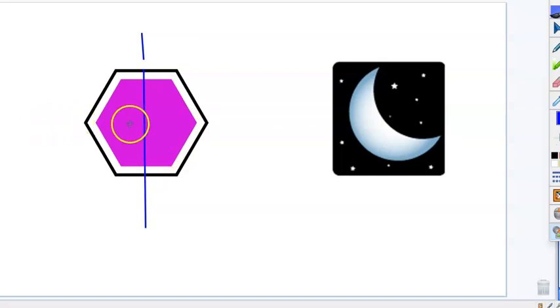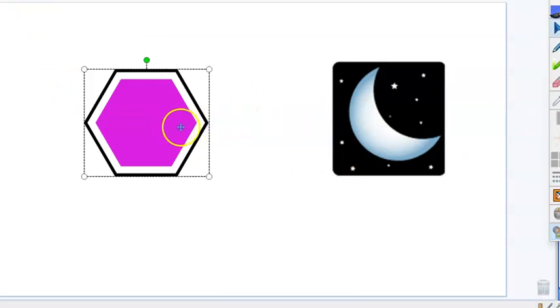Okay, that would also be true if I drew a horizontal line. It doesn't have to be both, but as long as it's accomplished with one of those, or any line, then you've got line symmetry. Okay, so let's talk about point symmetry.